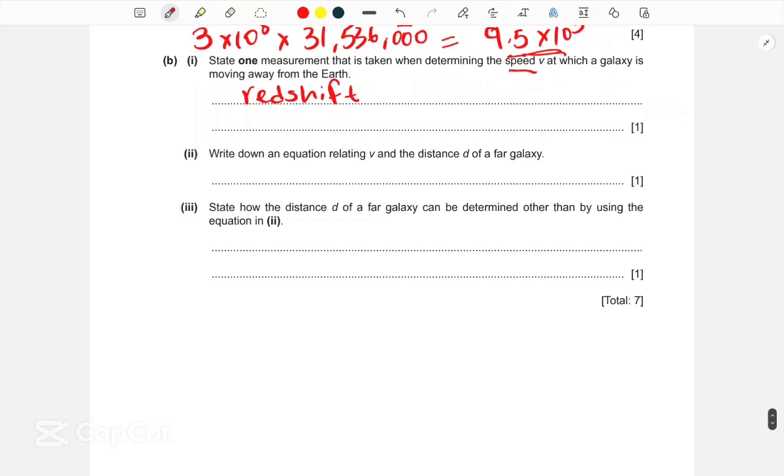Write down the equation relating v and distance of a far galaxy. So whenever we're talking about the distance of a galaxy and the speed of a galaxy, we're talking about Hubble's constant. So Hubble's constant is going to be the speed over the distance.